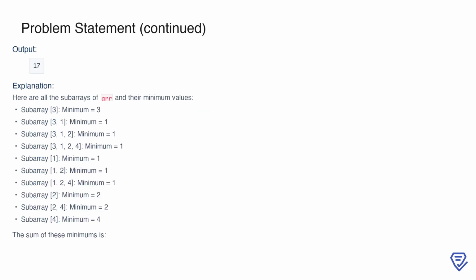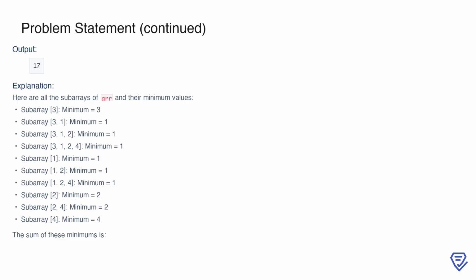Suppose the input array is 3, 1, 2, 4. The goal is to calculate the sum of the minimum values for every subarray of this array. Let's break this down. The first subarray is 3, and its minimum value is 3. For the next subarray, 3, 1, the minimum is 1. Expanding further to 3, 1, 2, the smallest value remains 1, and for the entire array, 3, 1, 2, 4, the minimum is still 1.